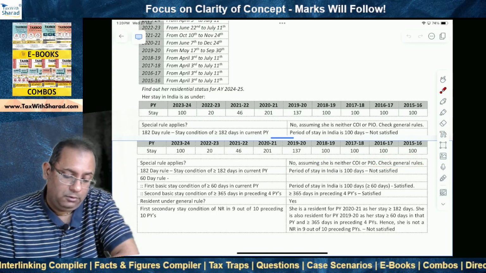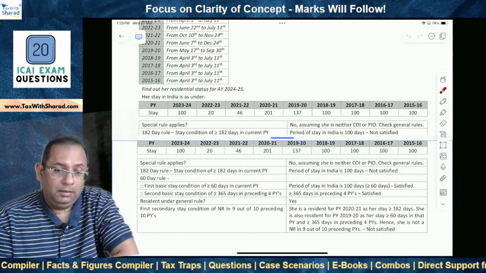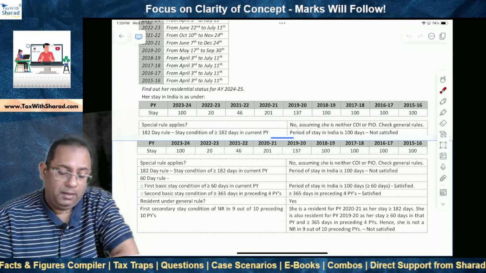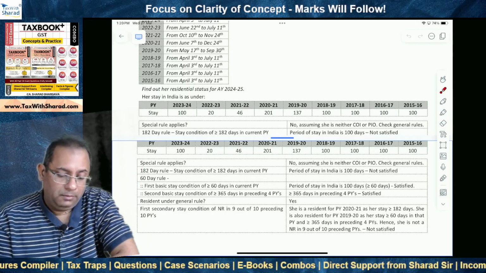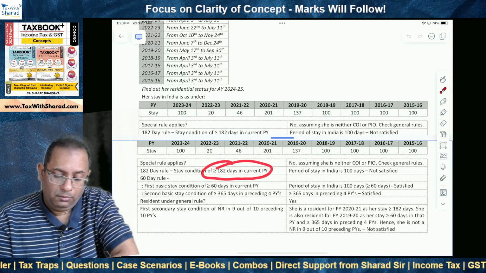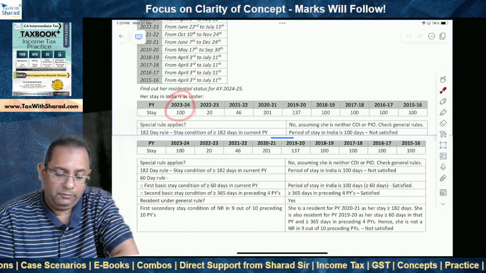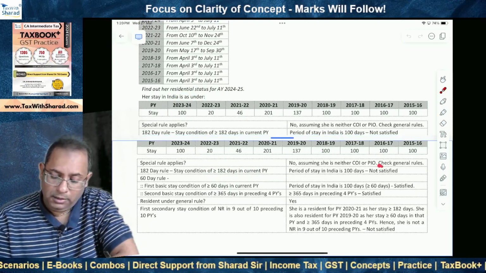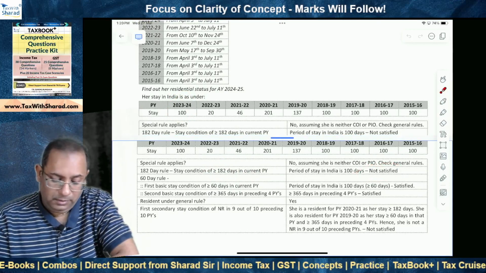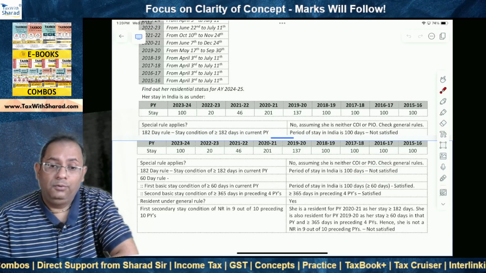So now we move to the general rule, and first we check the 182-day rule, under which the basic stay condition to become a resident is 182 days or more in the current previous year. And in the current previous year, 23-24, it is 100 days. So she is not a resident under the 182-day rule.